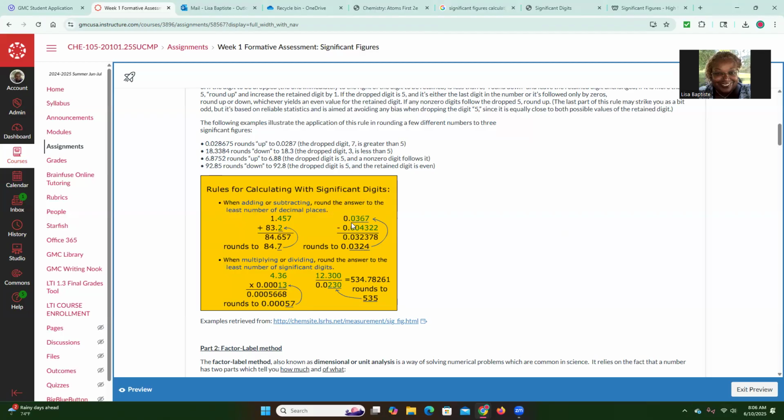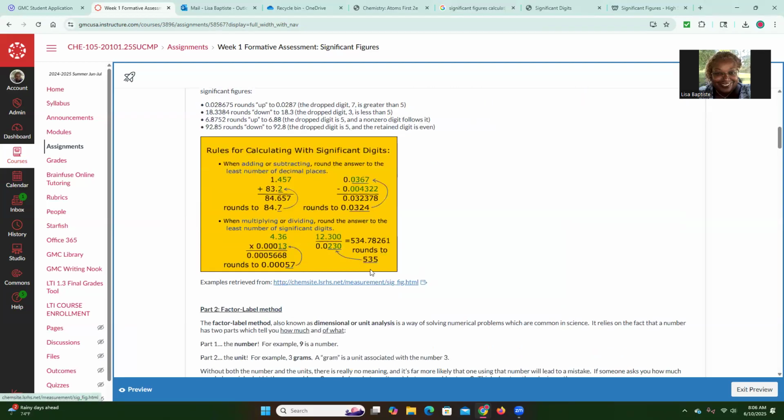So the next one, 0.0367 has one, two, three, four decimal places. 0.004322 has one, two, three, four, five, six decimal places. So we want to round to only have four decimal places. When we subtract the two numbers, we get 0.032378. We are rounding this to four decimal places, so we get 0.0324.